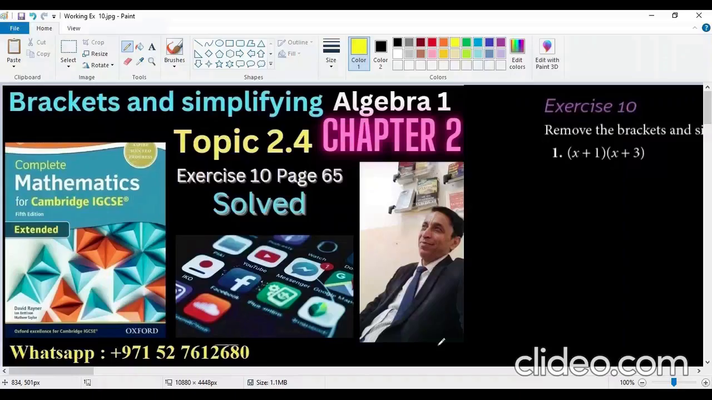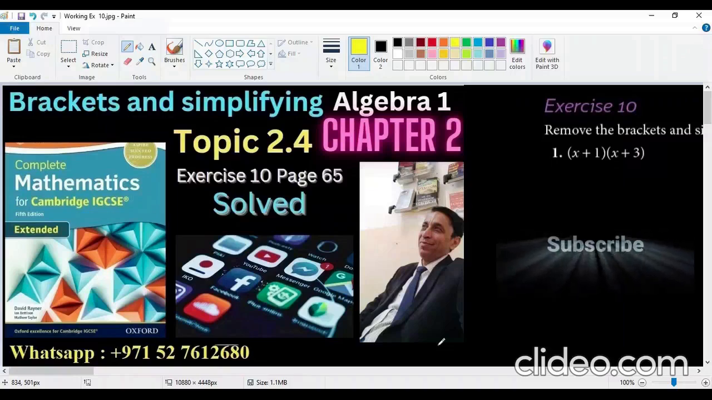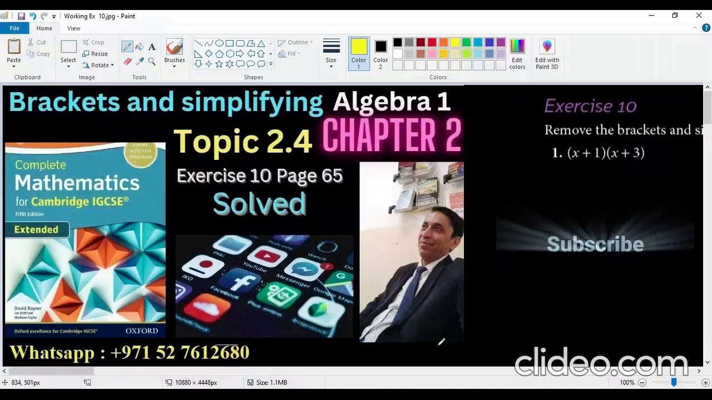Hello everyone. As you know, we are done with exercise 9 in the previous session, and this is exercise 10, which you can find on page 65 if you have a textbook with you. In case you need a PDF of this book, you can definitely contact me on the provided number.